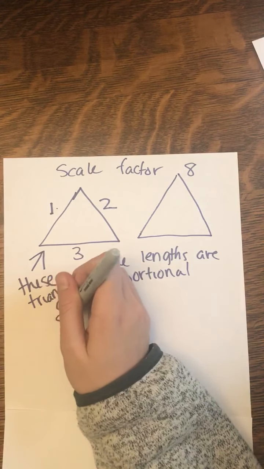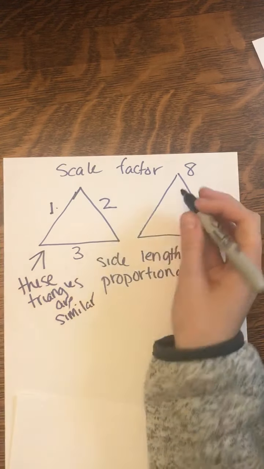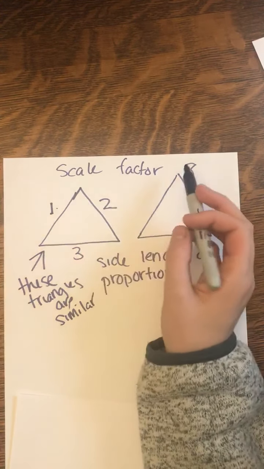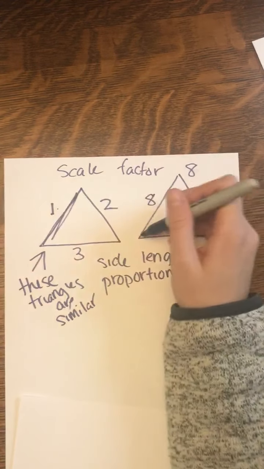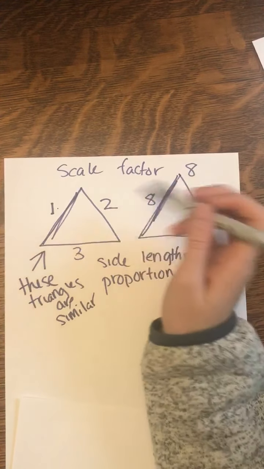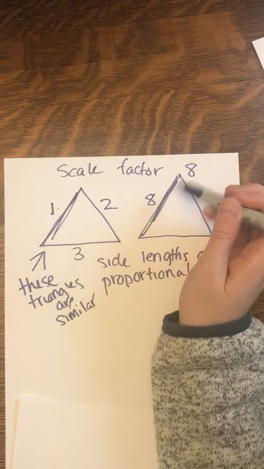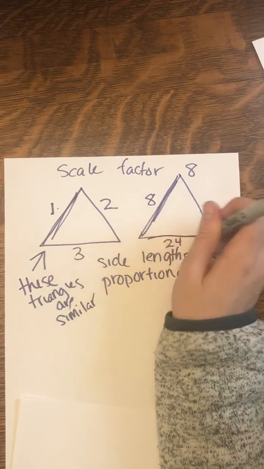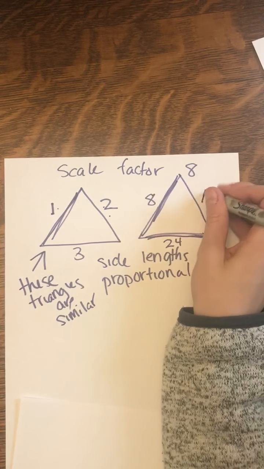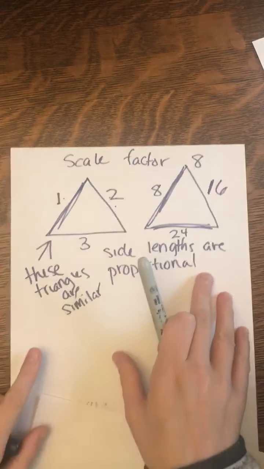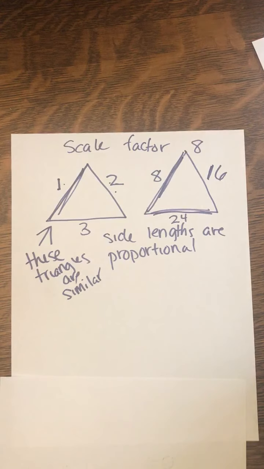I can use my scale factor of 8 to find these side lengths. I would just multiply 1 times 8 is 8. So the corresponding side to 1 is 8. The corresponding side to 3 of this triangle is 3 times 8, which is 24. The corresponding side length to this is 2 times 8, which is 16. So that's pretty cool.